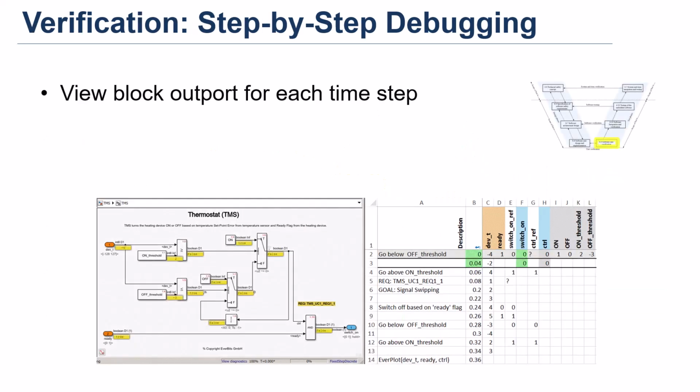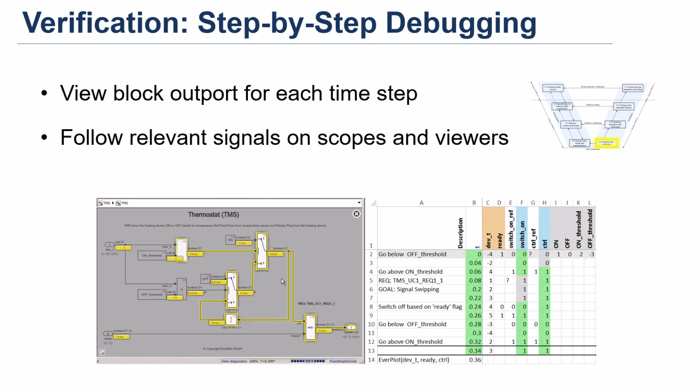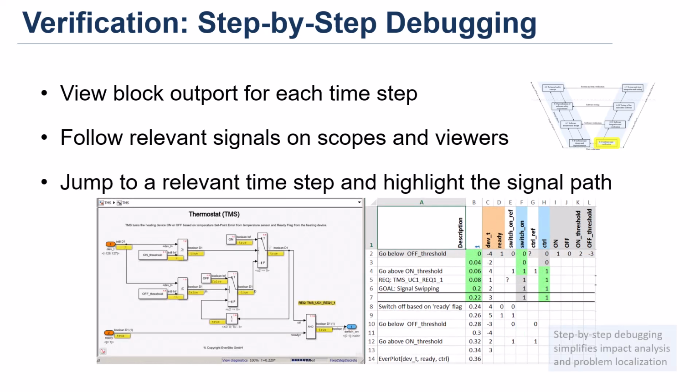Verification reveals problems in the models. So sometimes you need to debug your models. With the integrated step-by-step debugger, it is possible. You can view block outputs for each time step, follow relevant signals on scopes and viewers, jump to a relevant time step, and highlight the signal path. Step-by-step debugger simplifies the impact analysis and problem localization.